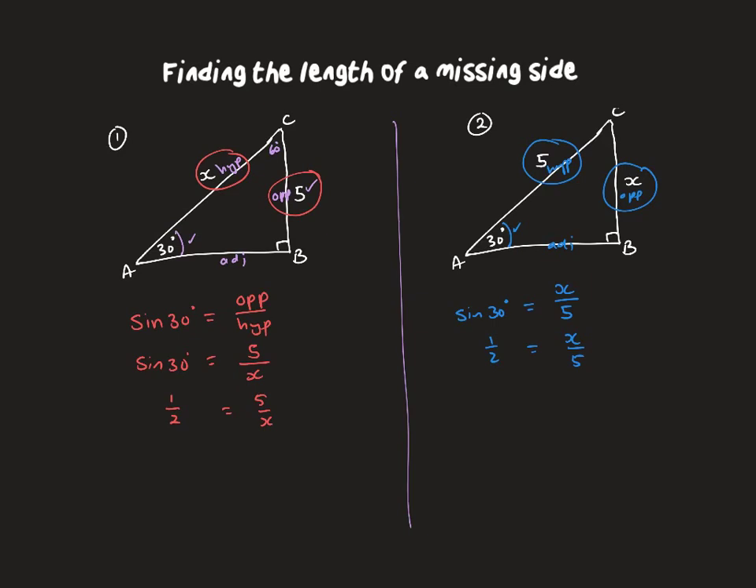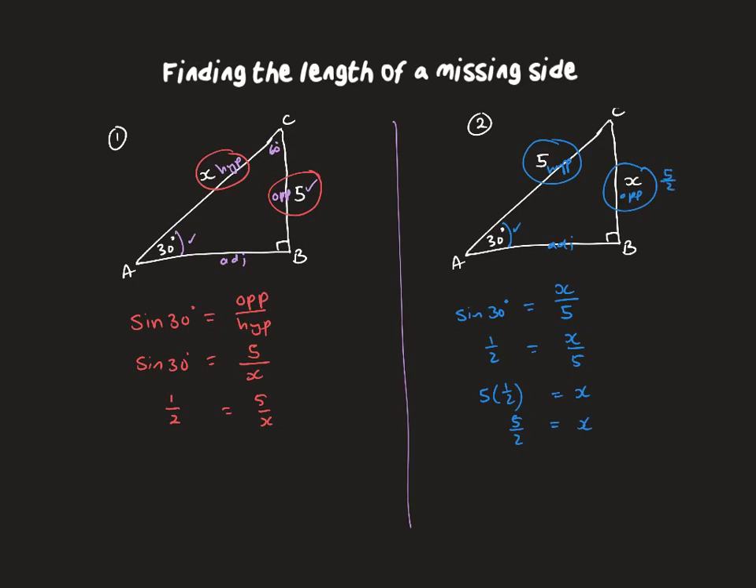So, let's do the blue one first. How would we get x alone there? Well, x is divided by 5. So what is the opposite of dividing by 5? You times by 5, right? Times by 5 on both sides. So 5 times a half is equal to x. And what is 5 times a half? 5 over 2, 2.5.